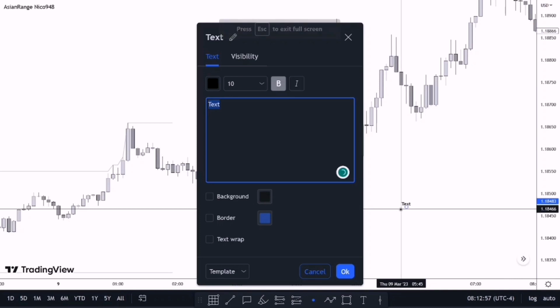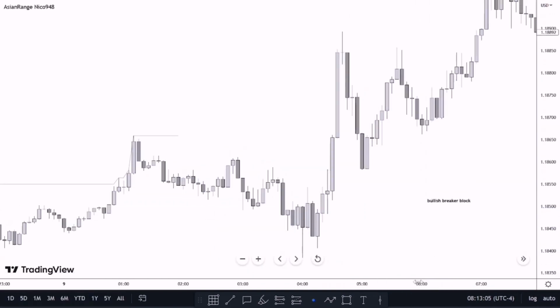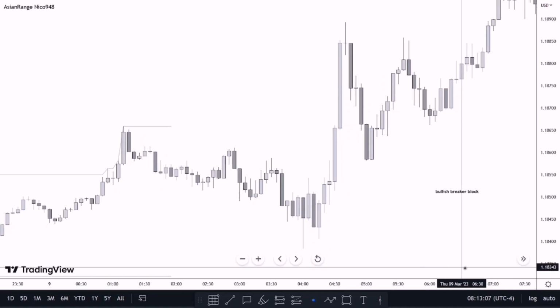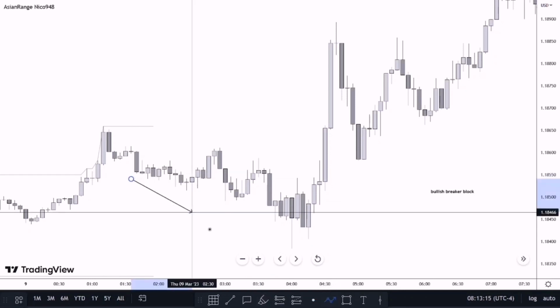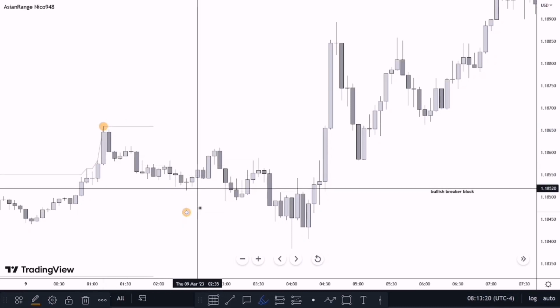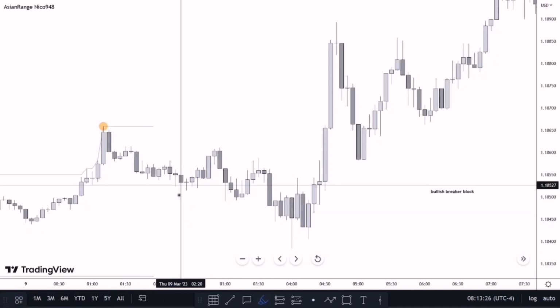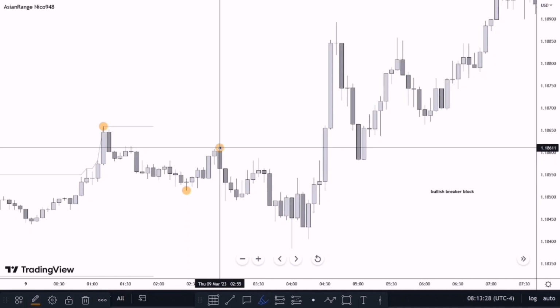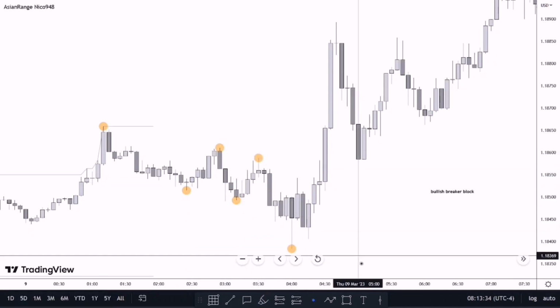So now we've got a bullish breaker block. In this video I'll be showing a bullish breaker block on this diagram over here. To mock up our chart, you can clearly see that price is bearish. We've got a high, a low, lower high, lower low, lower high, lower low on this wick.